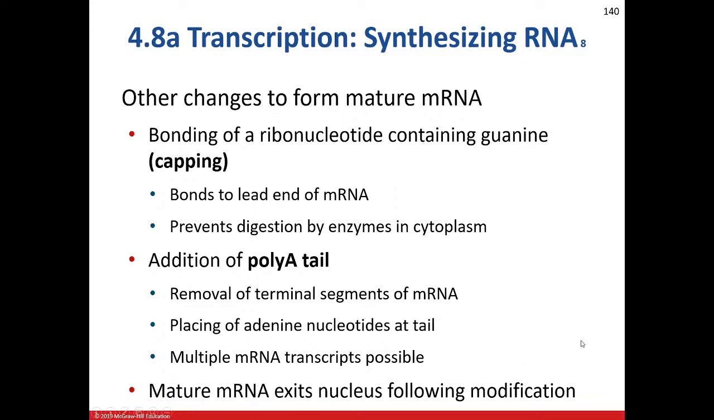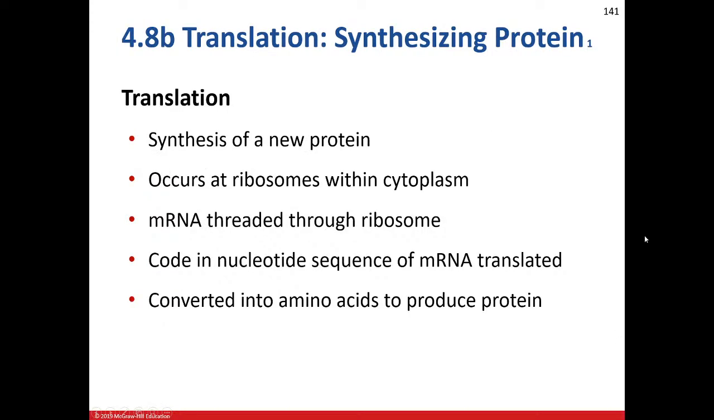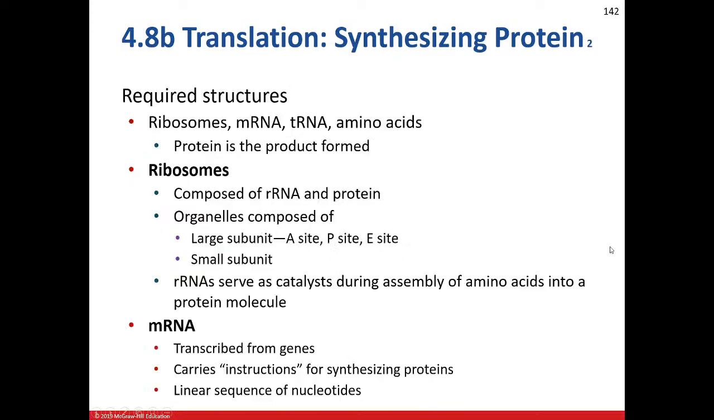So the mature mRNA exits the nucleus following modification. Translation is the synthesis of a new protein, and it occurs in the ribosomes within the cytoplasm. The mRNA gets threaded through the ribosome, and the code in the nucleotide sequence of mRNA gets translated into the language of proteins. It says converted into amino acids to produce protein, but we're not converting the mRNA. We are translating it and building a new molecule.